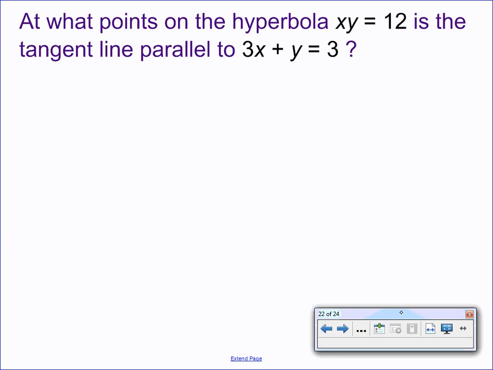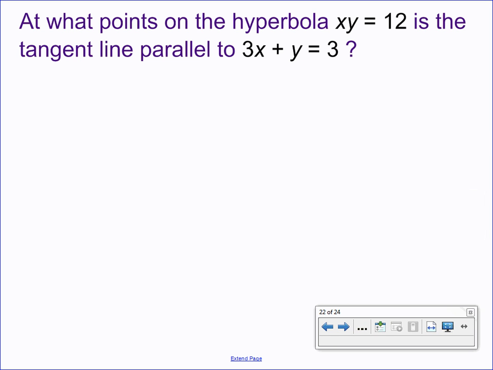And now, at what points on the hyperbola x times y equals 12 is the tangent line parallel to 3x plus y equals 3? So we're trying to look at another layer now. First we've seen how we can calculate the slope or an equation of a tangent line at a particular x value. Our next layer was to find some x values that satisfy a given constraint, and that constraint was equal to 0. Now let's find some points in their entirety that have a tangent that is parallel. So we're building in complexity here.